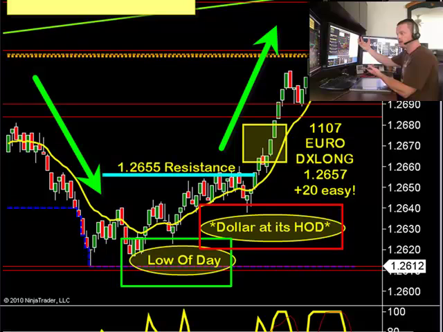Make sense? If you have a handful of euros and I have a handful of dollars, and I say, can I have some of your euros? I've got to give you some of my dollars. So you're going to be short the dollar and long the euro. Make sense? So that's where the negative correlation comes in.